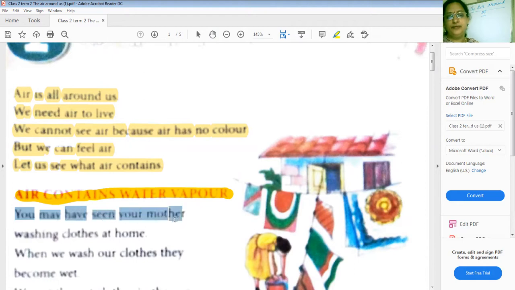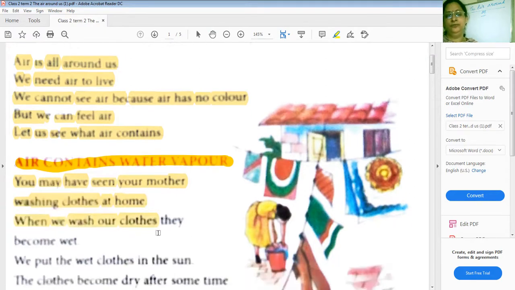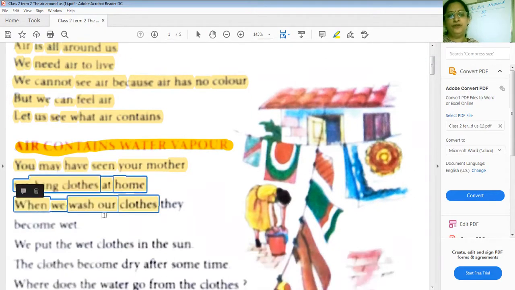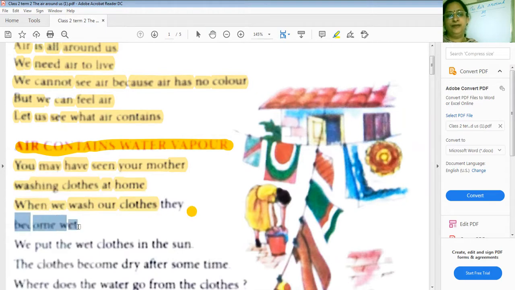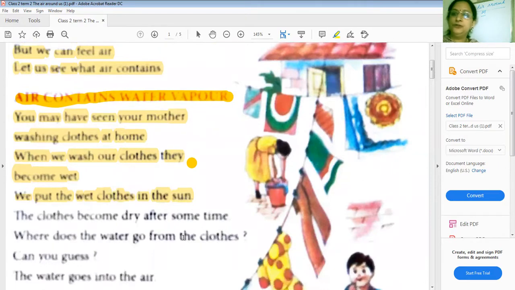You may have seen your mother washing clothes at home. When we wash clothes, what will they become? They become wet. What do they become? They become wet. We put the wet clothes in the sun. Where do we put the wet clothes? In the sun. The clothes become dry after some time.